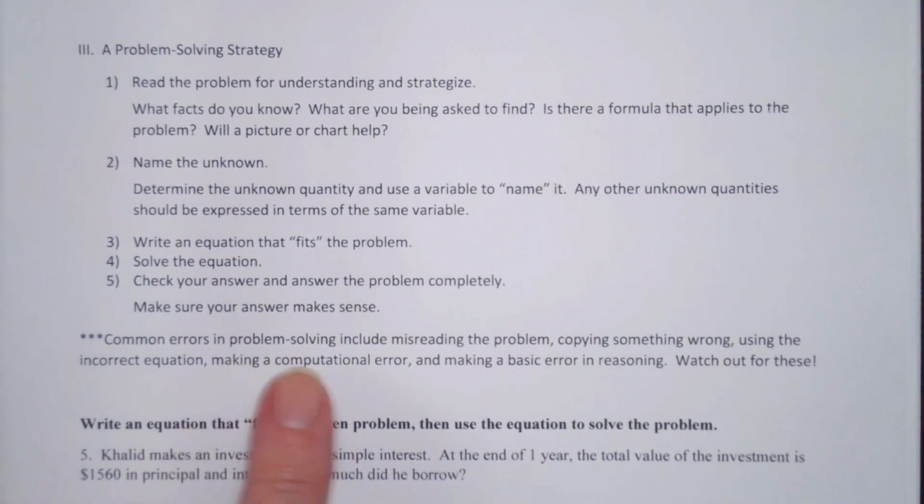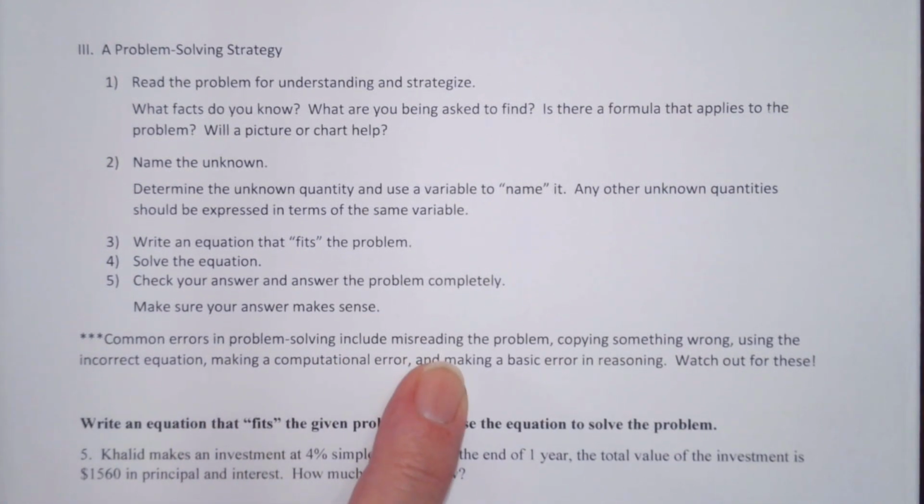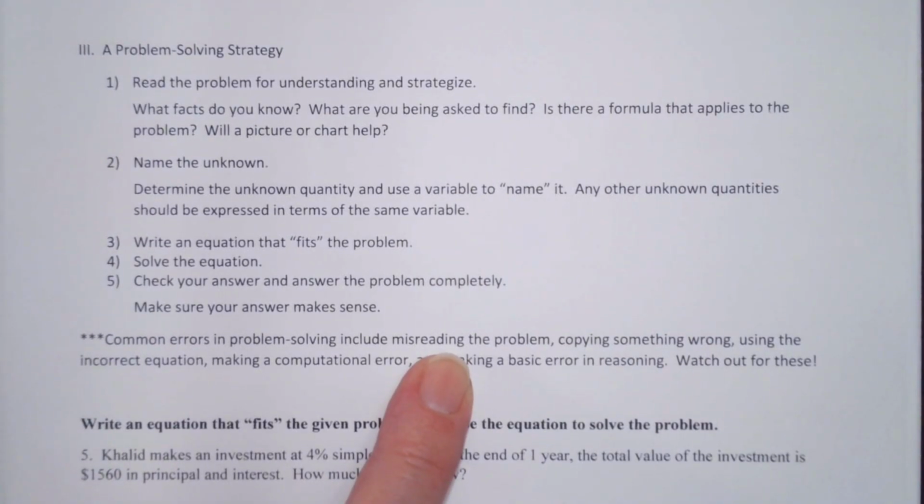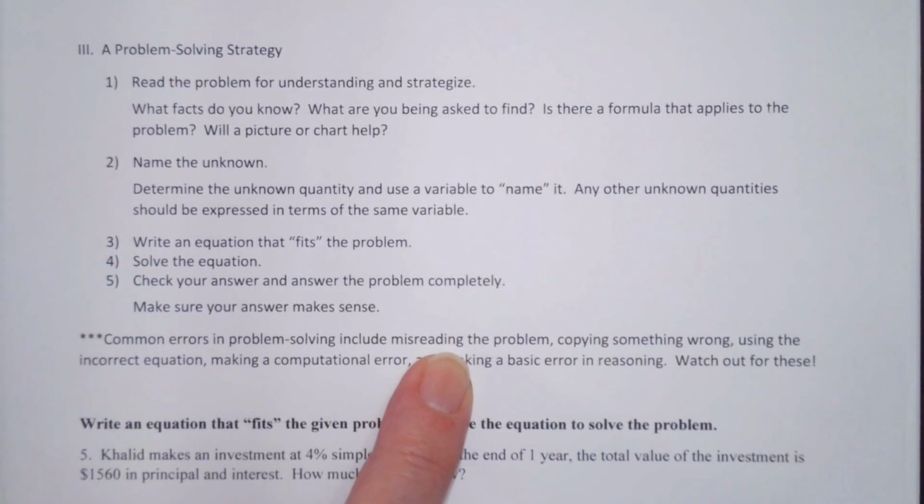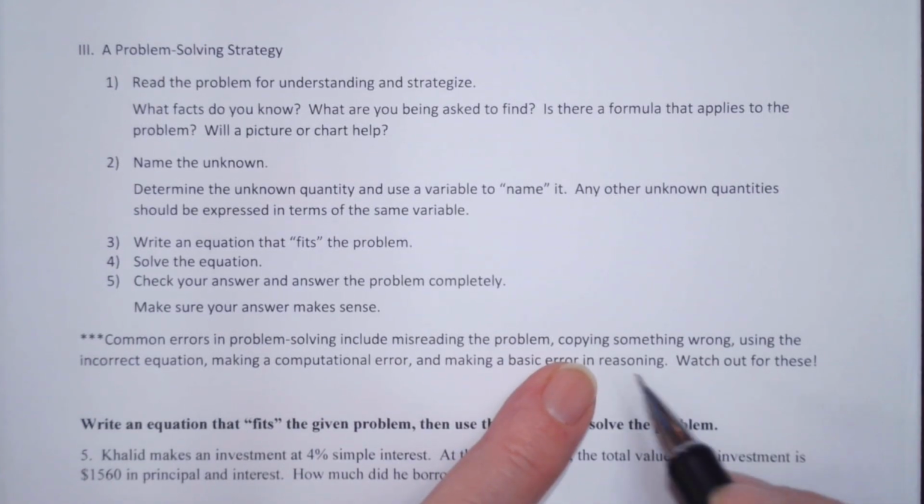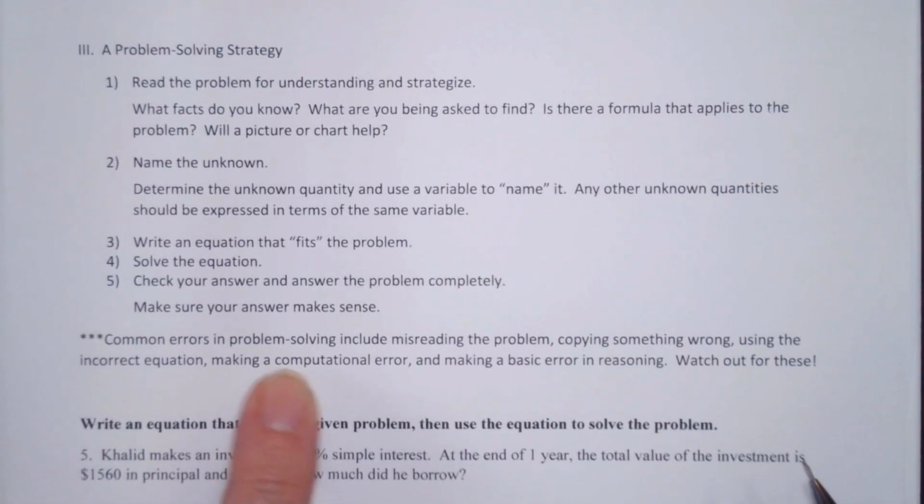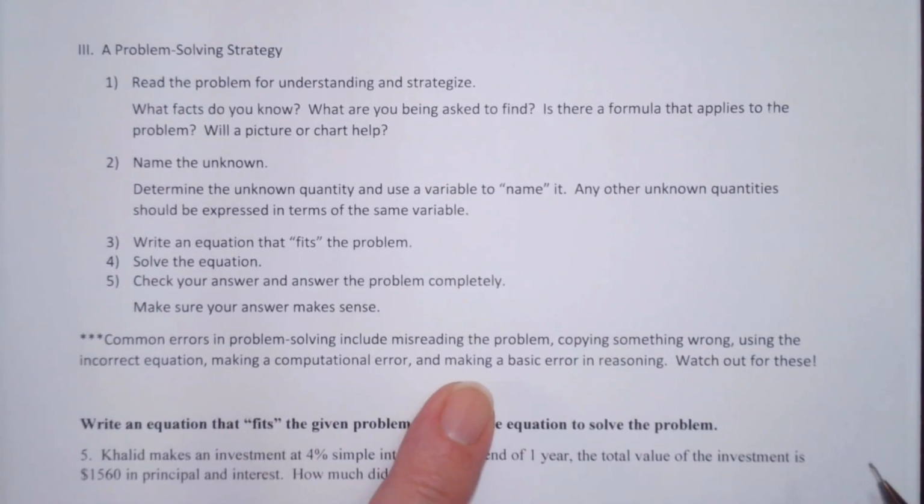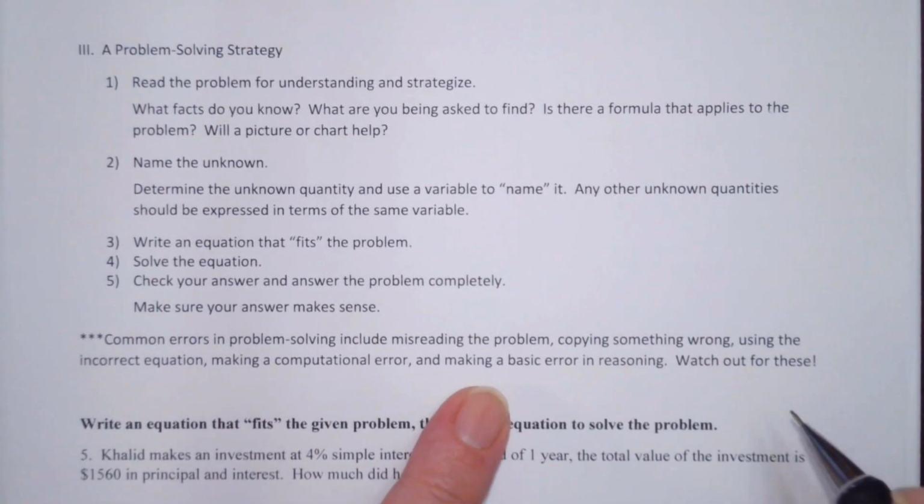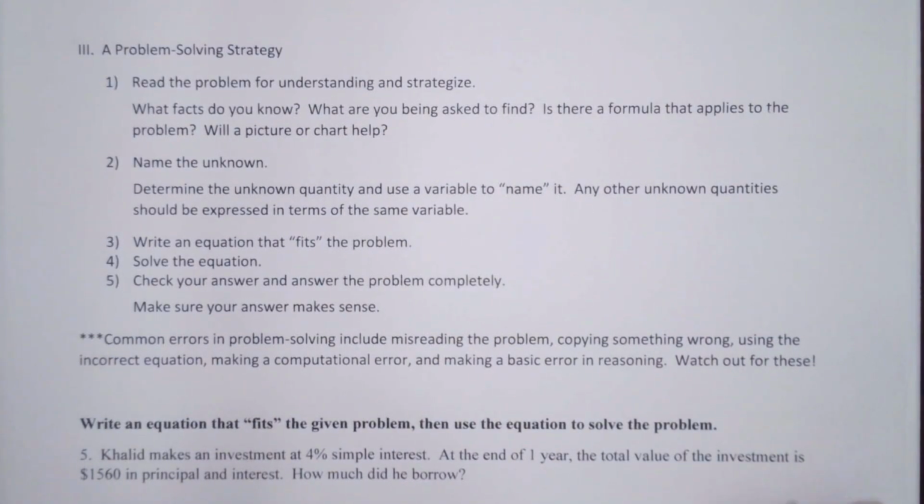So common errors in problem solving include misreading the problem. I think a lot of times we go too fast. You can't really speed through a lot of word problems. It may take some time. Other errors include copying something wrong, using the incorrect equation, computational error, a basic reasoning error. These are the kinds of things you got to watch out for.